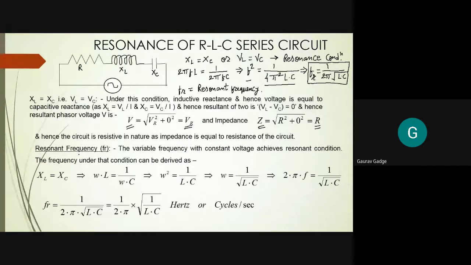Okay. Now this is the resonant frequency which I have already derived here. XL equal to XC. XL is omega L equal to 1 upon omega C. Omega square equal to 1 upon LC. Omega is equal to 1 upon root LC. Omega is twice pi f, so twice pi f equal to 1 upon root LC, and therefore we get the equation for resonant frequency. The unit of that is hertz, or cycles per second.